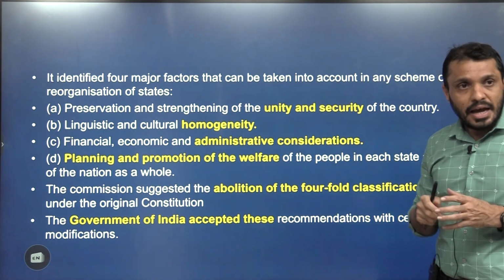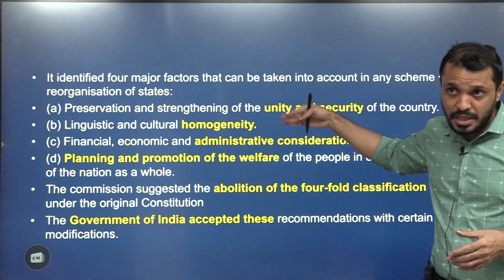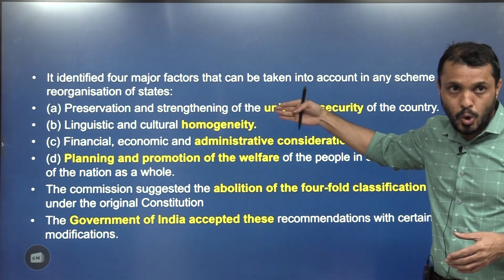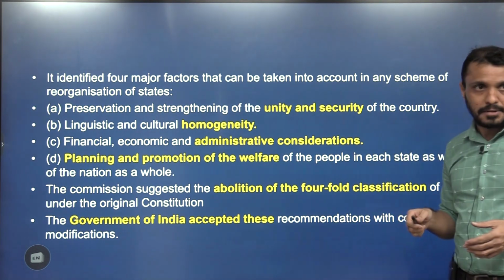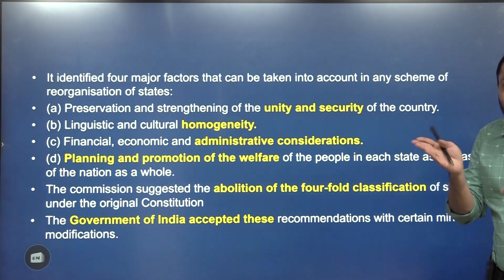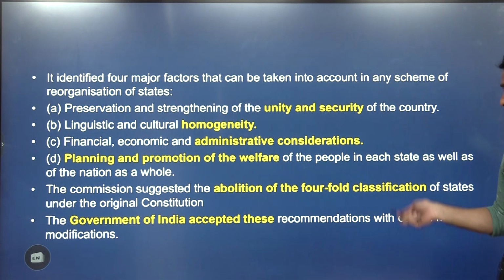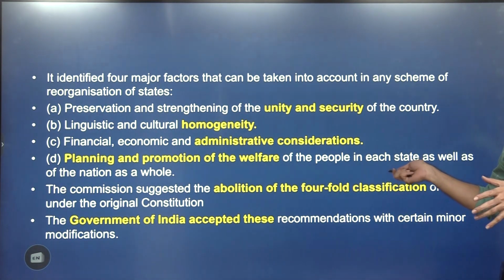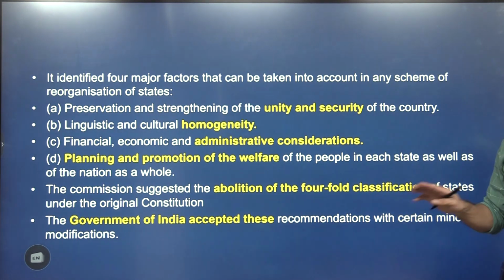And third, administrative consideration must be taken. Financial and economic, that means it must be able to sustain on its own. Planning and the welfare of the people should be taken care of, because when a state is divided, few will become majority and few will become minority. It also recommended cancelling the category A, B, C, D classification that used to be there. They cancelled it, and states were reorganized. 14 states and 6 UTs were formed.